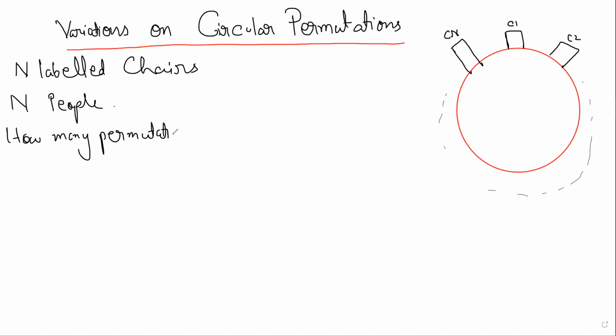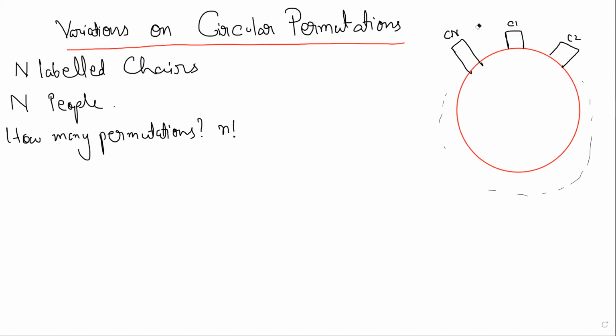Anyone wants to quickly say this? We know this. It is n factorial. Here it will not be n minus 1 factorial. Obviously I don't need to say why, it is just n factorial. This is very simple.